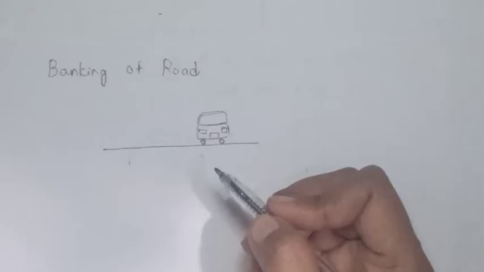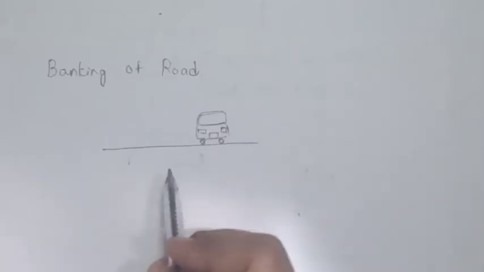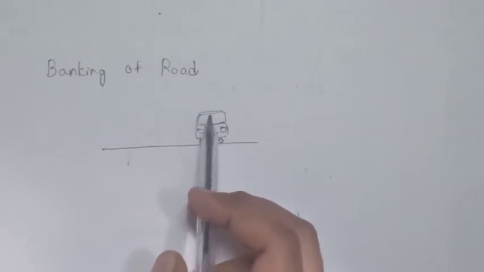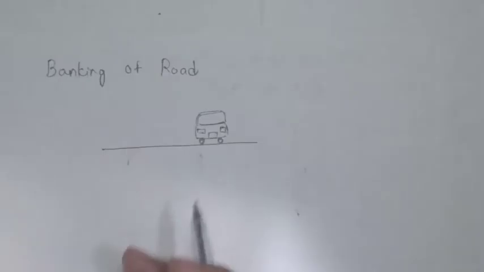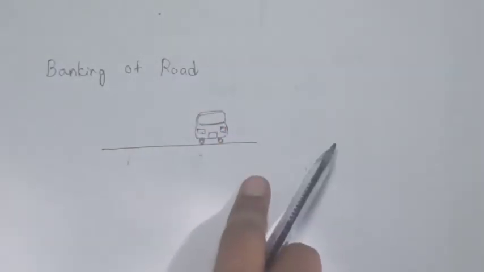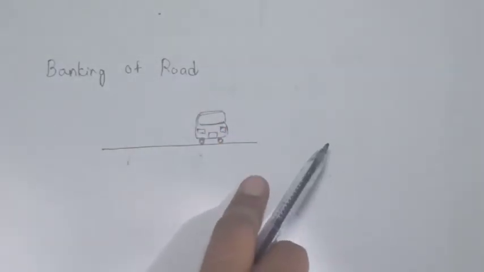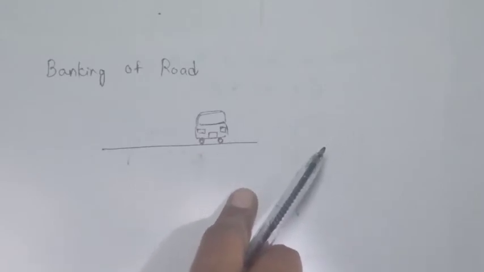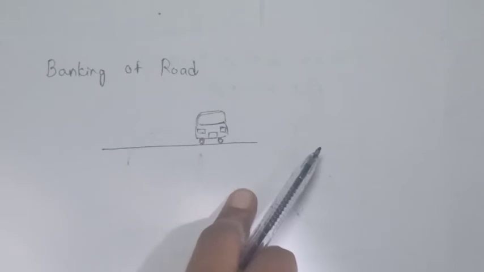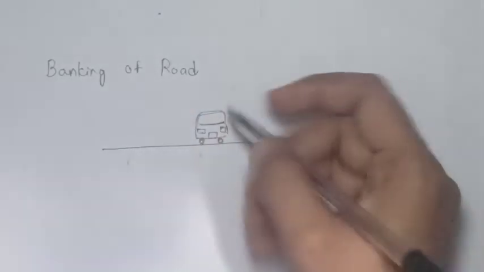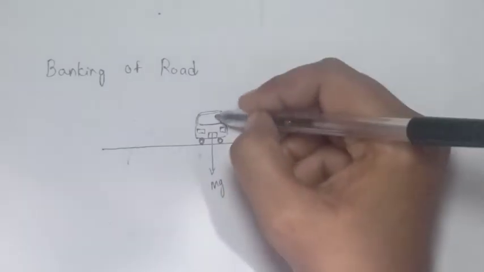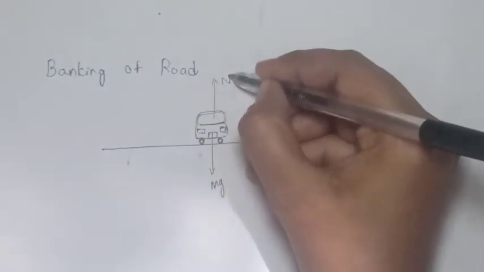Let's start with the car on a level road. Let's say this car is trying to make a left turn, which means the car needs centripetal force toward the left, and this force cannot be provided by the weight or the normal contact force, because this will be mg and this will be the normal.